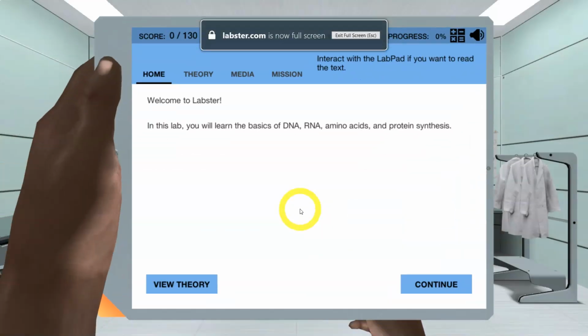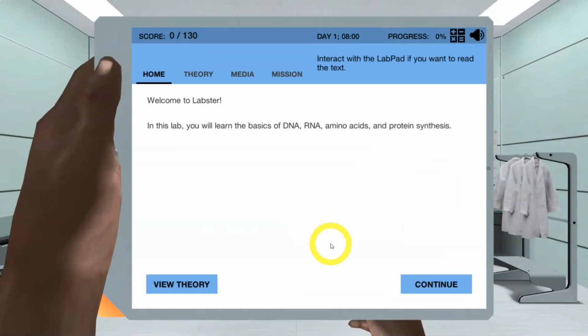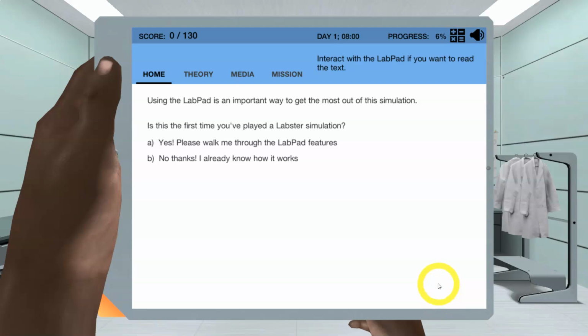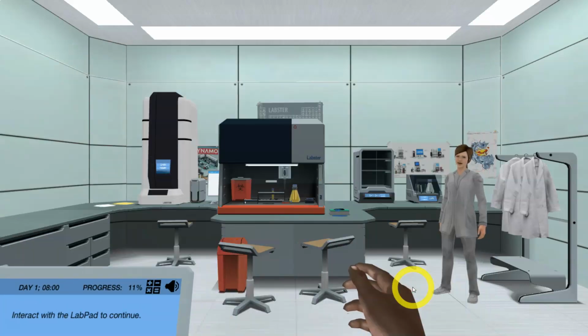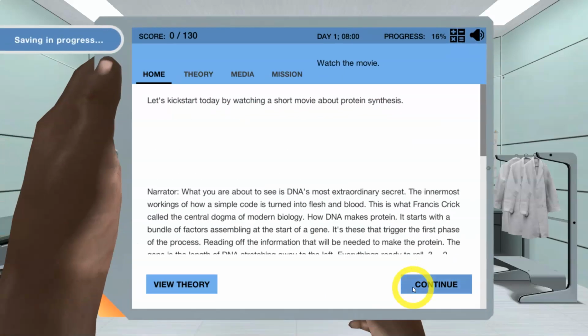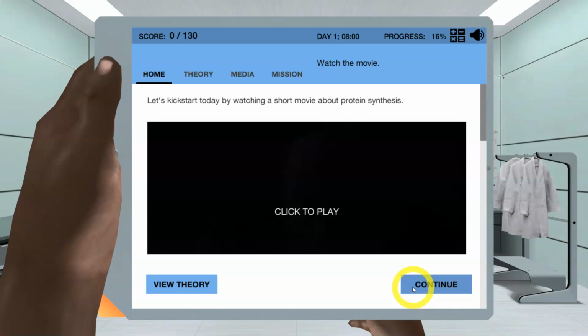Welcome to Labster. In this lab, you will learn the basics of DNA, RNA, amino acids, and protein synthesis. Using the lab pad is an important way to get the most out of this simulation. Is this the first time you've played a Labster simulation? Perfect, then let's get started with your first mission. Let's kickstart today by watching a short movie about protein synthesis.